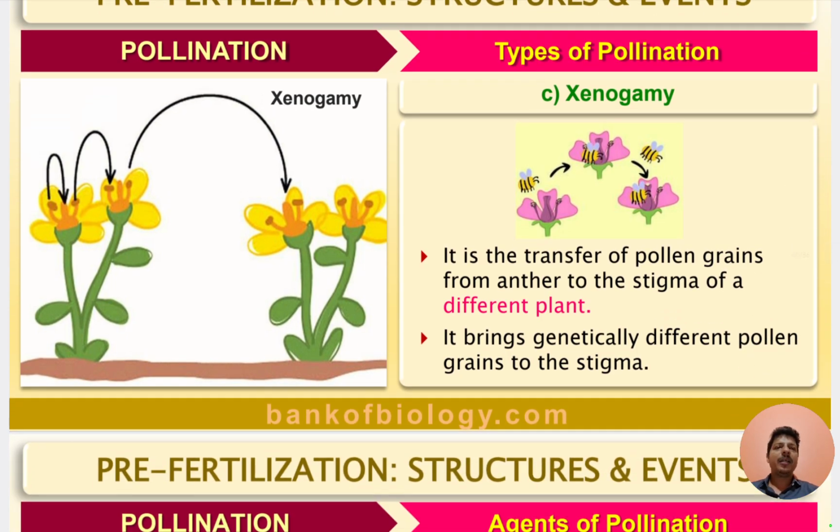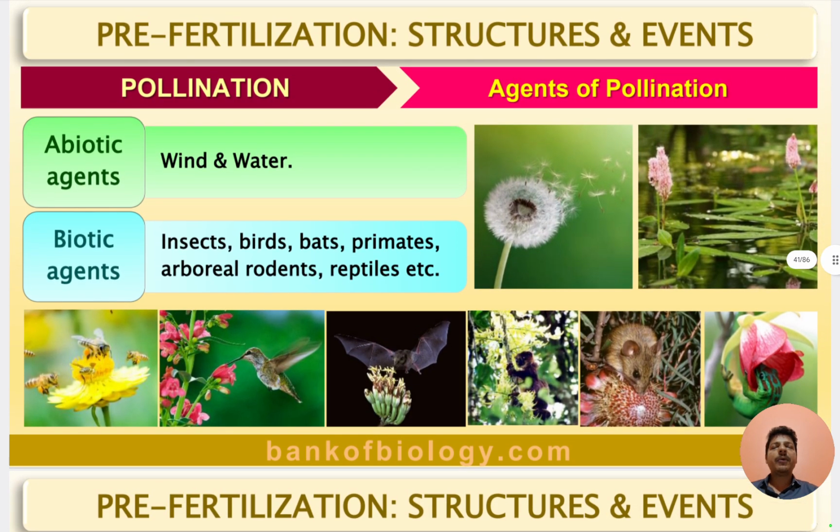Third one is xenogamy. Xenogamy is the complete cross pollination, that is, the transfer of pollen grains from the anther to the stigma of a different plant. It brings genetically different pollen grains to the stigma, that is xenogamy. Coming to agents of pollination. What are the agents? Abiotic, meaning non-living agents, are wind and water, and biotic agents, living, are insects, birds, bats, primates, arboreal rodents, reptiles, etc.